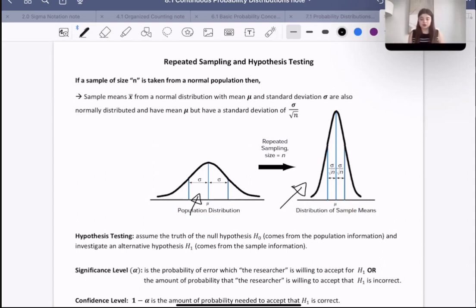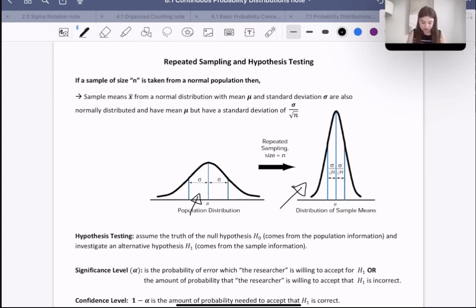So I just wanted to clarify what they are telling us. They're telling us that the mu would be the same, but the standard deviation changed. It becomes smaller because now we're taking all the different samples, we're repeatedly sampling here, and we're putting them on a chart.